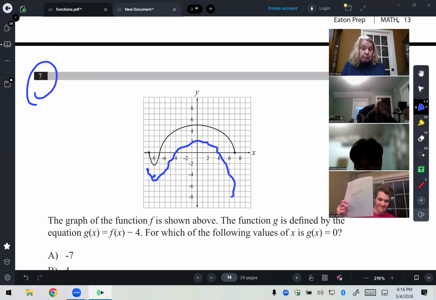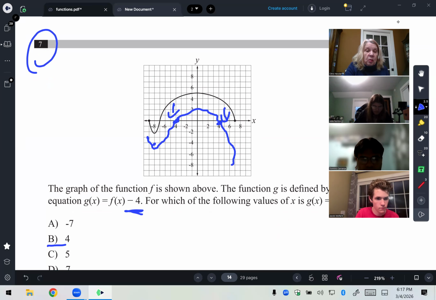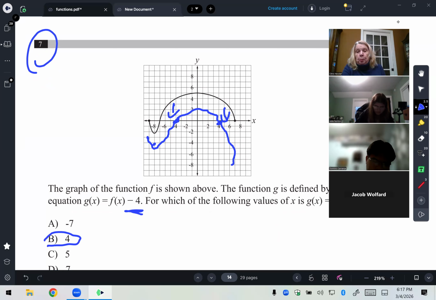You got it! Yay! Okay, so on page 14. The graph of the function f is shown above. The function g is defined. We're taking this function down 4. And so -4 and 4 will work, but they only give us 4, so that answer would be 4. Make sense?